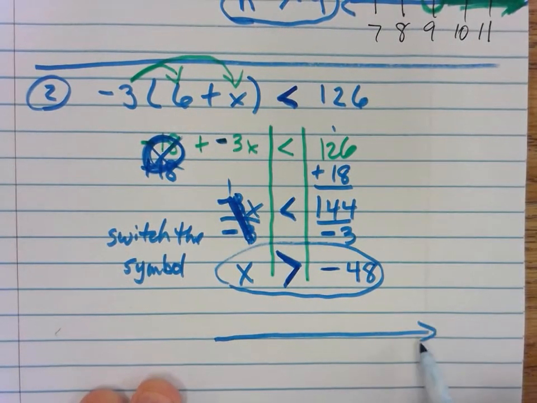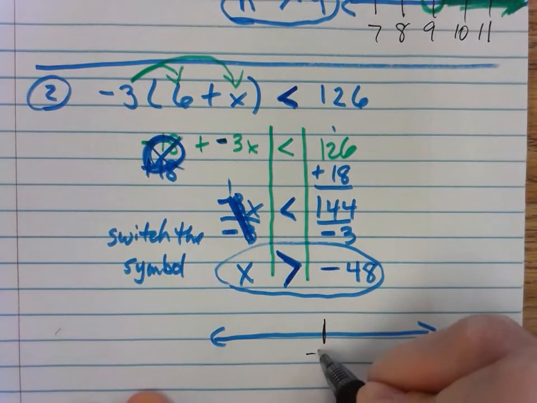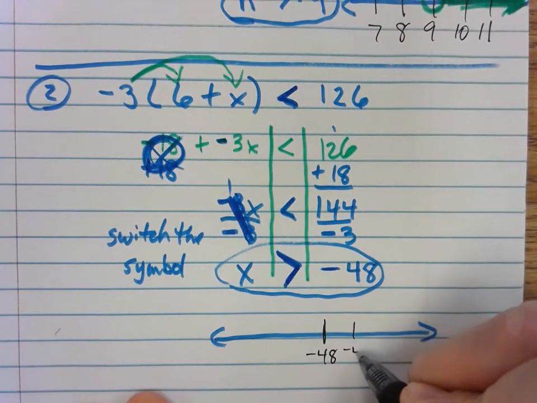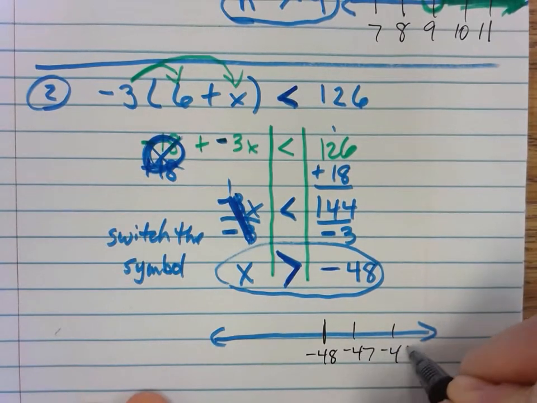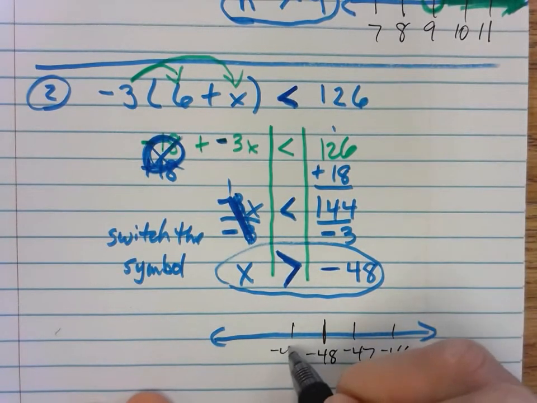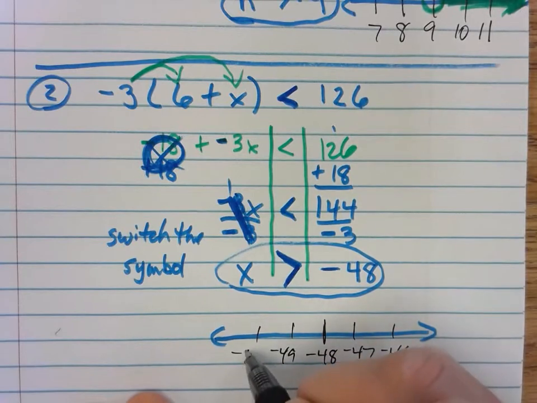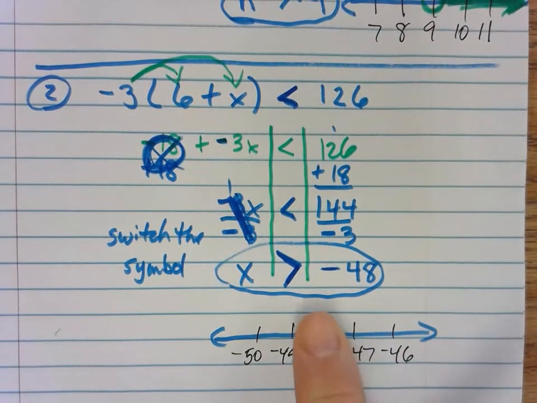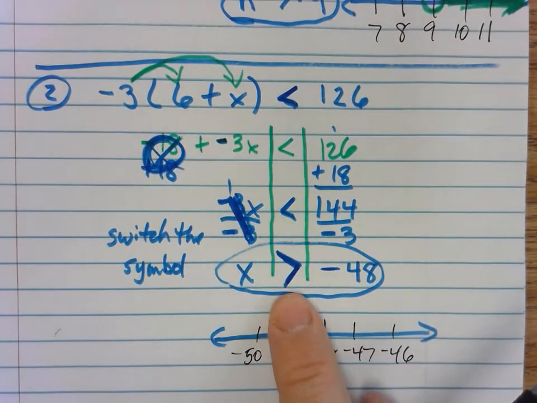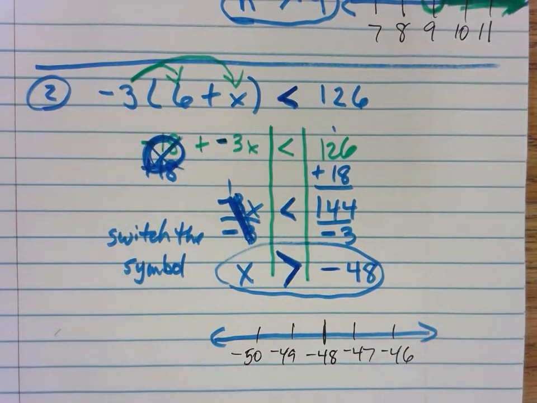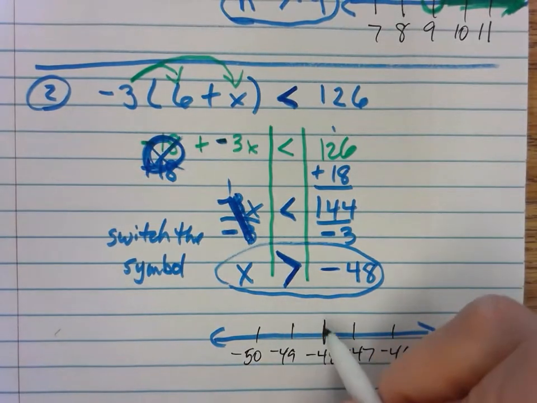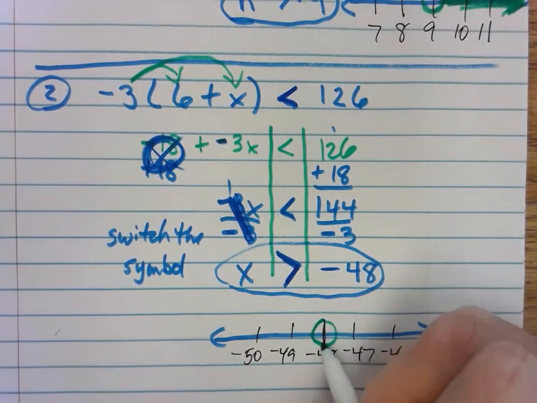All right, let's come down here and graph this little joker. All right, so the numbers would be, if I got negative 48 there, that'd be negative 47, negative 46. Going this way, I got negative 49 and negative 50. Okay? Since this is a plain greater than, you're going to have an open circle on your graph.